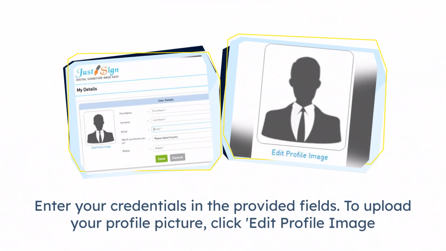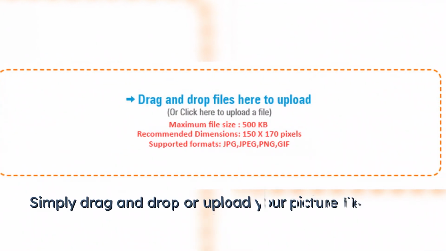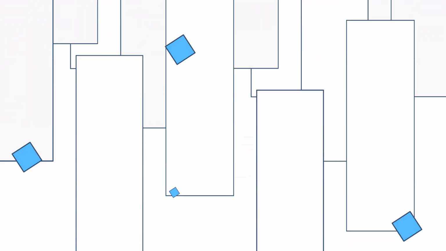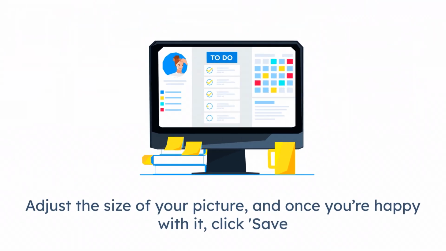To upload your profile picture, click Edit Profile Image. Simply drag and drop or upload your picture file in JPG, PNG, or GIF formats. Adjust the size of your picture, and once you're happy with it, click Save.